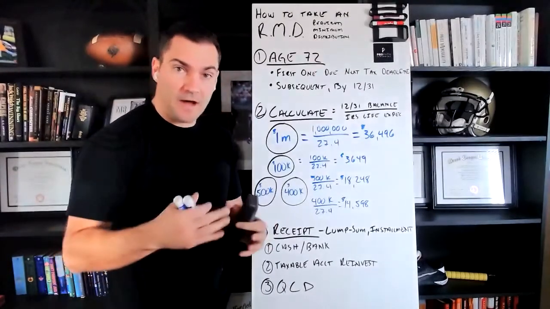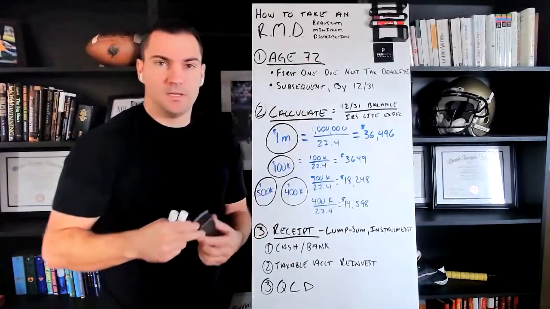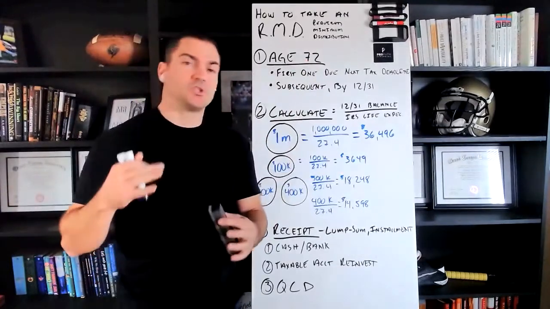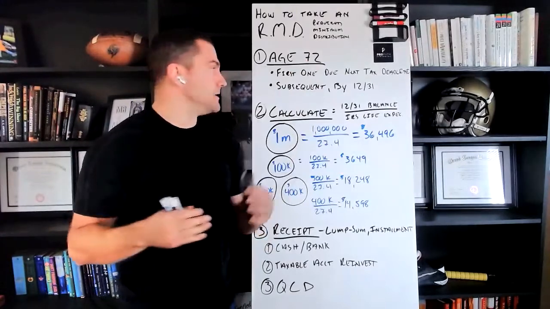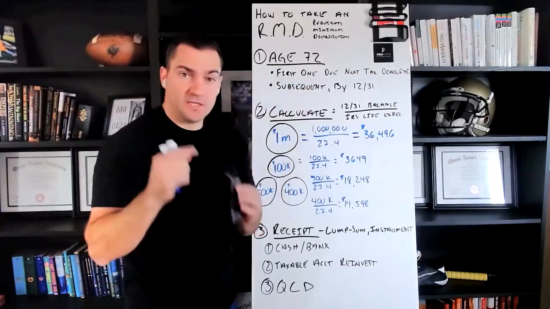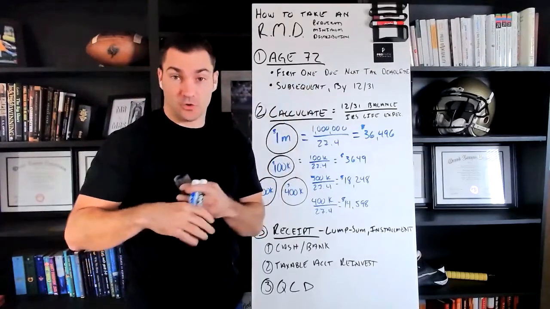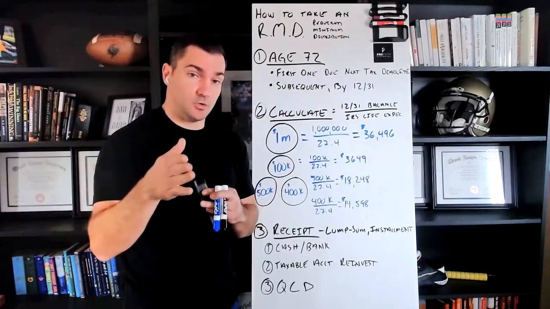They bumped this up finally. People are living longer. The new age is 72. It used to be the year that you turned age 70 and a half. Kind of a weird calculation. It just didn't really make any sense, but now it's at 72. The first one you have to take is the year that you turn age 72, so let's say this year, in 2022, you turn 72.